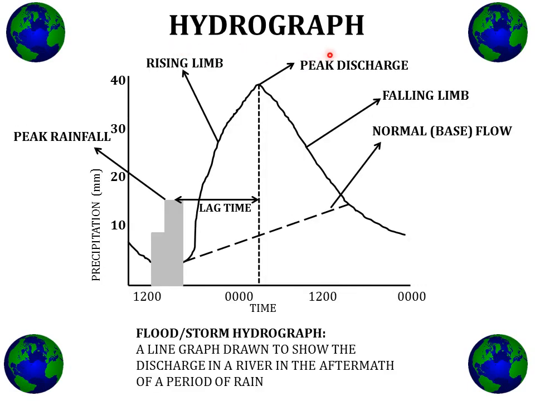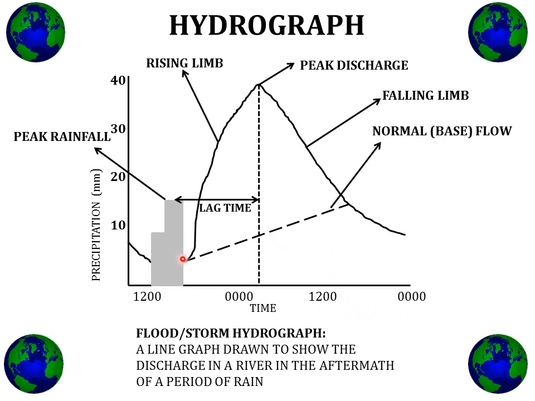So, coming back to hydrographs, it is a line graph drawn to show the discharge in a river in the aftermath of a period of rain. So as you can see, the y-axis is usually precipitation in millimeters, and the x-axis is the time. So this is midday, this is midnight of day 1, midday, midnight of day 2.